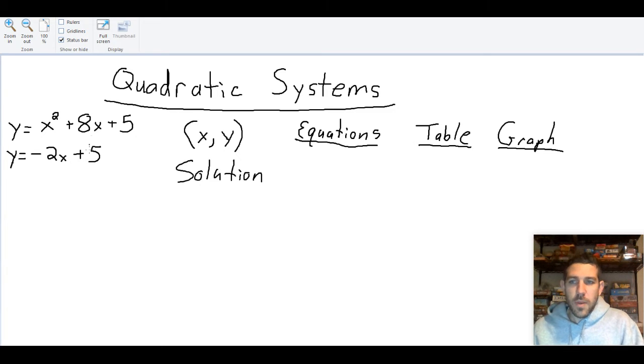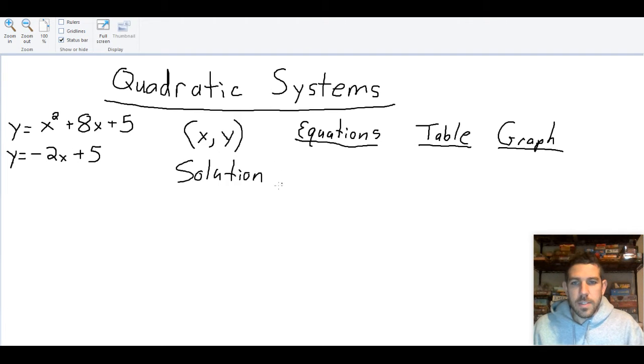Just using these two equations, can we figure out when they will meet on a graph? When will they share an xy pair? We're going to use our substitution method essentially, when we learned back in the linear systems, that if both of these equations are equal to y, if x squared plus 8x plus 5 is equal to y, and negative 2x plus 5 is also equal to y, then they're equal to the same value, meaning they are equal themselves.